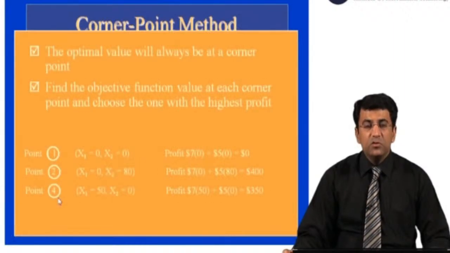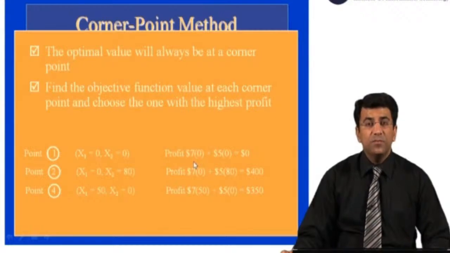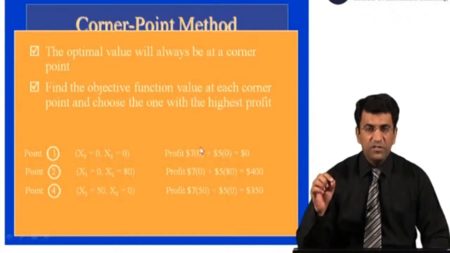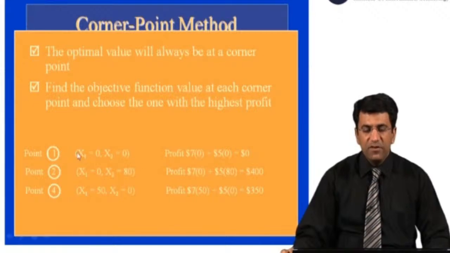Now these are the 2 points whose coordinates we already know, that at the point 1 we have x1 equal to 0, x2 equal to 0. Now that is a very basic solution in which we are not interested, of course. That is, we don't produce anything. If we put this x1 value and x2 value in the profit function. Now class, this is the profit function. Our basic profit function was 7x1 plus 5x2. So we will put the relevant values of x1 and x2 in this profit function, and we get the profit equal to 0. So this is the solution in which we are not interested.